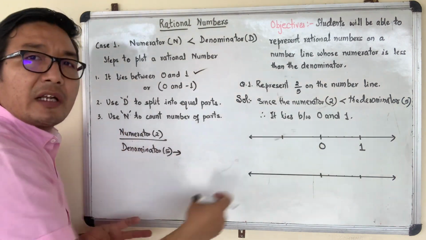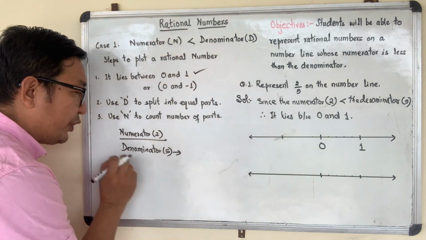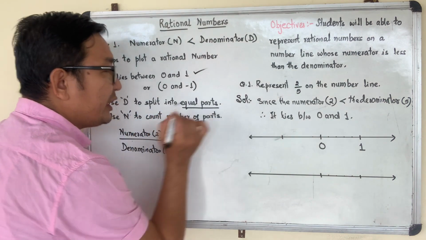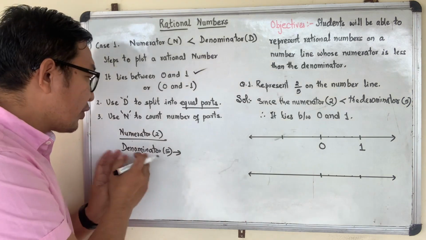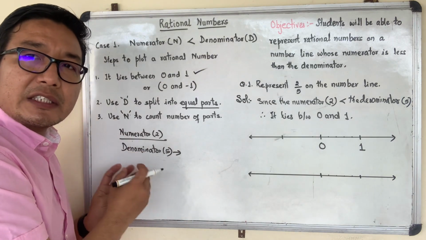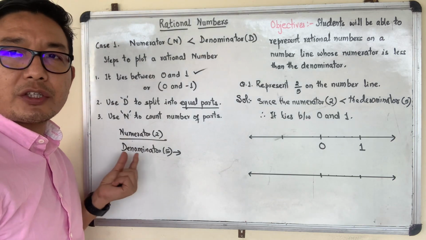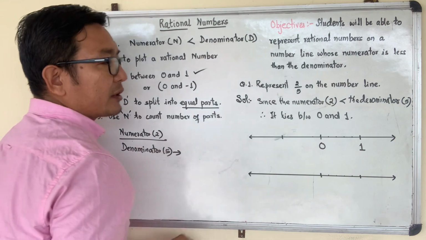We have to check the denominator. So the denominator is to divide the fraction or the segment into a number of equal parts. It tells us how many equal parts it is to be divided into.